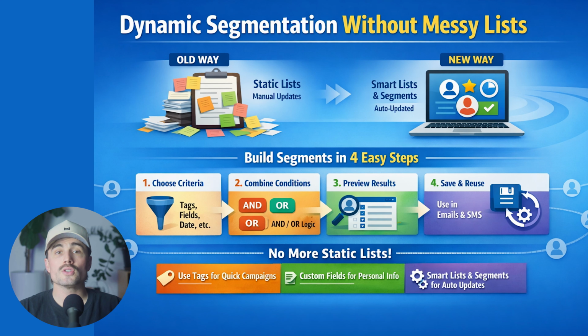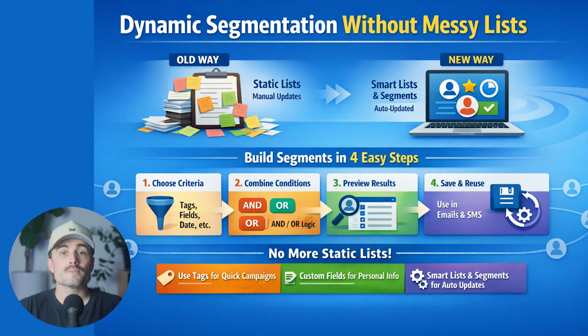Dynamic segmentation without messy lists. So before we had dynamic segments, most marketers built static lists. You'd manually add people to a list like newsletter subscribers or webinar attendees. The problem? Lists don't update on their own. If a new person opts in, you must remember to add them. Tags and custom fields help, but GoHighLevel offers an even better solution. Smart lists and segments that automatically update.